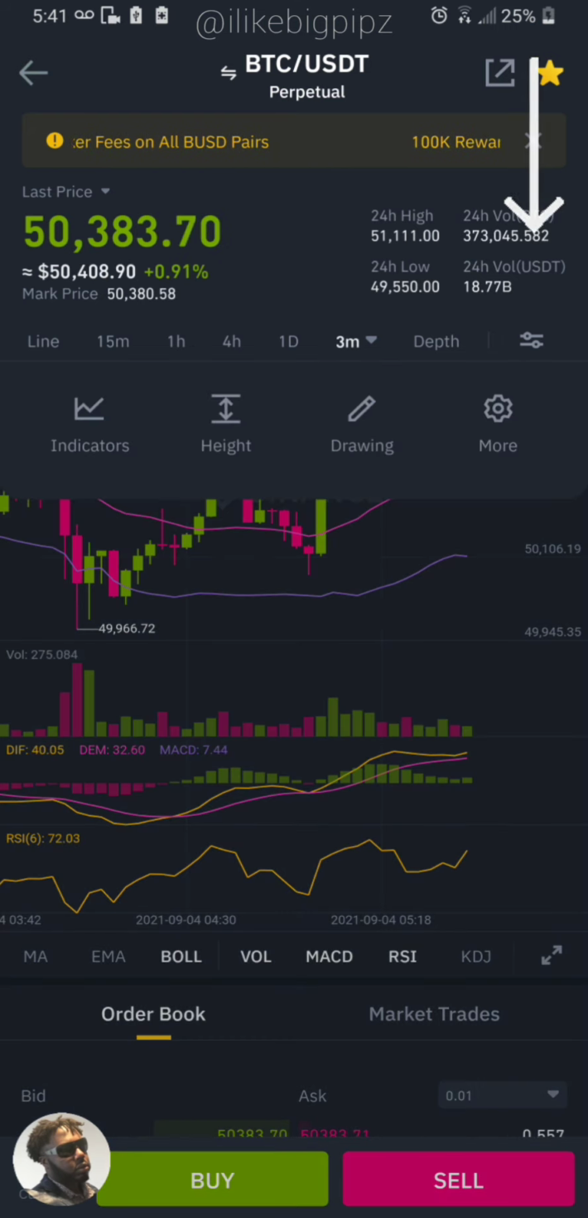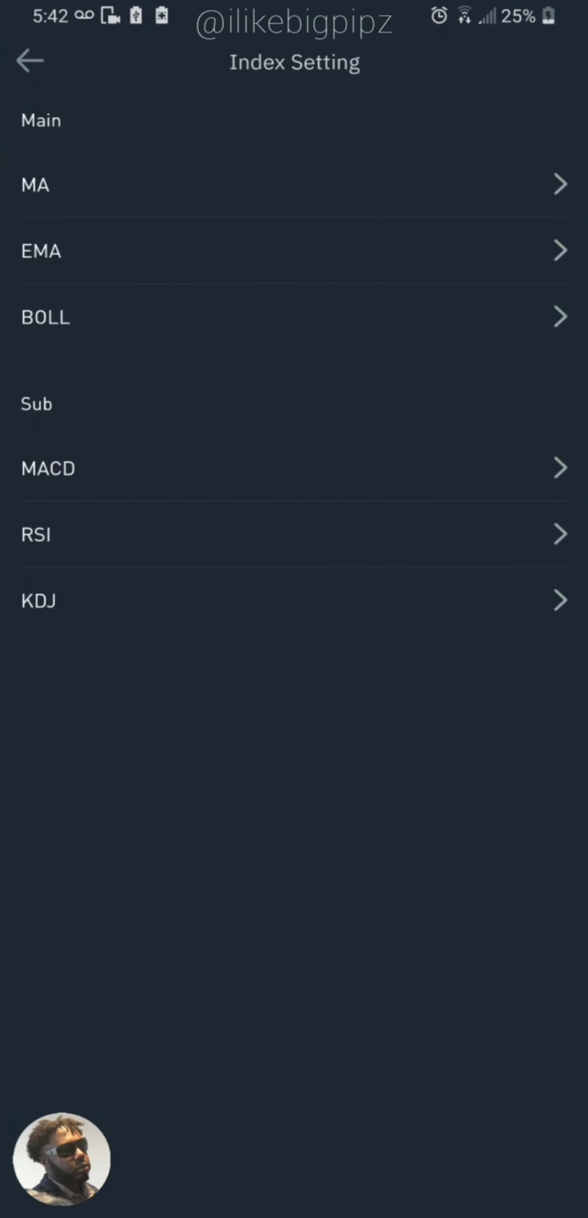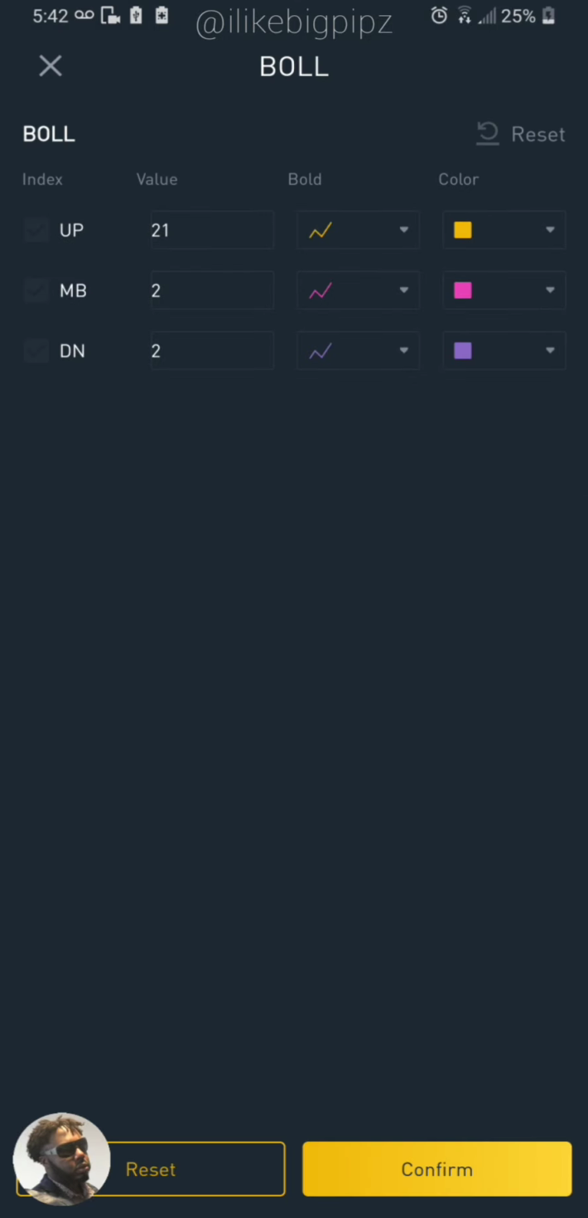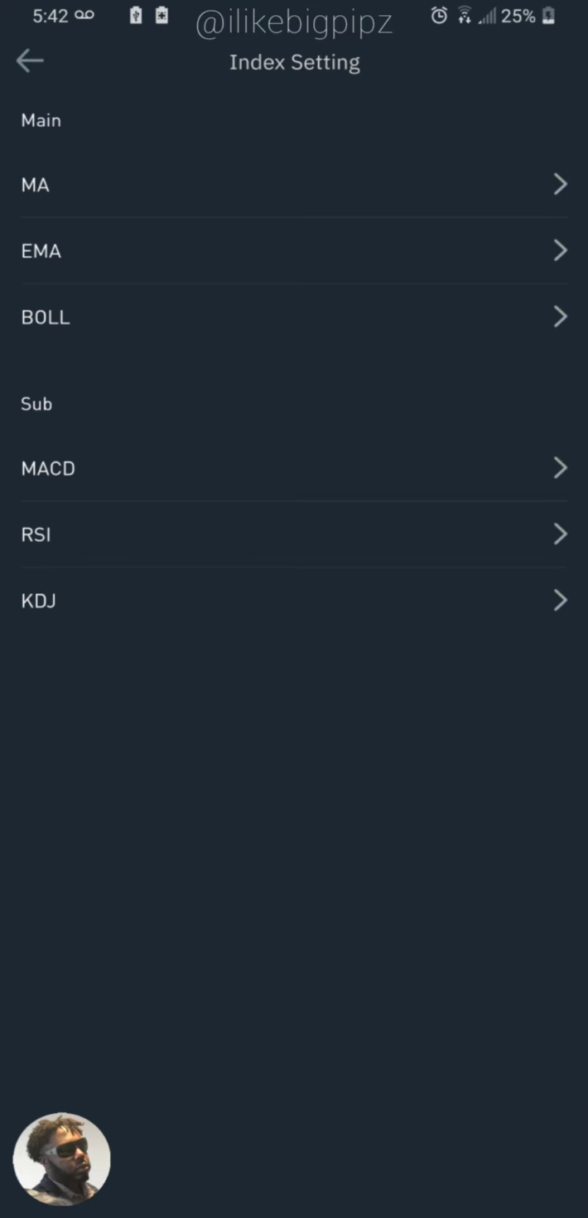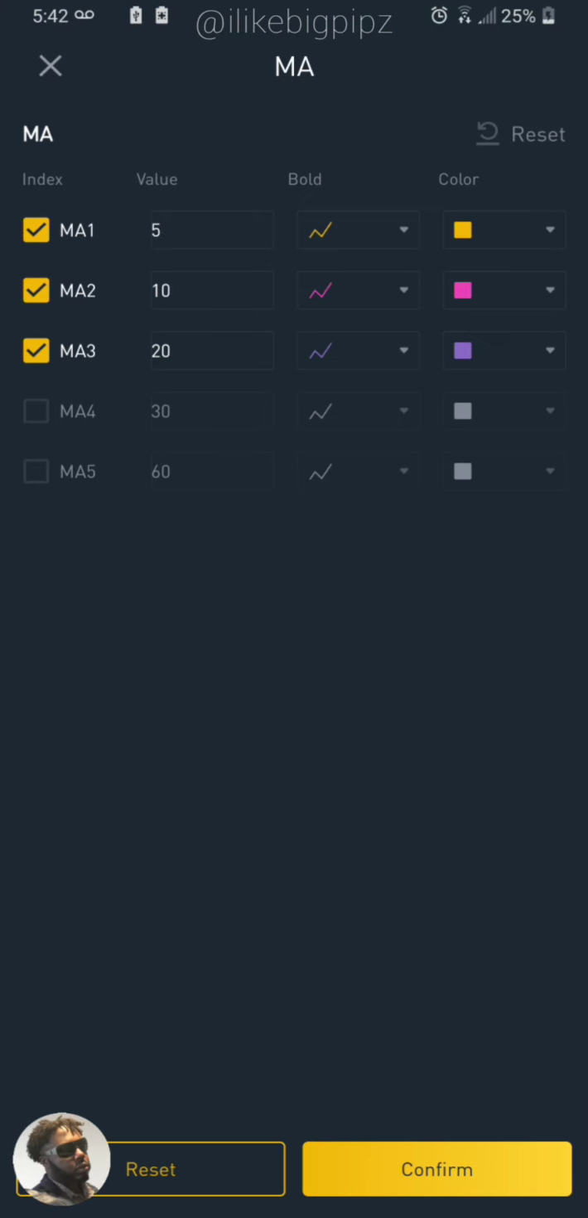All right, cool. So a lot of people ask me what are my indicators. Pretty straightforward. I use my brain, but also I use Bollinger Bands. Those are my settings on the Bollinger Bands. Moving averages, those are my settings.